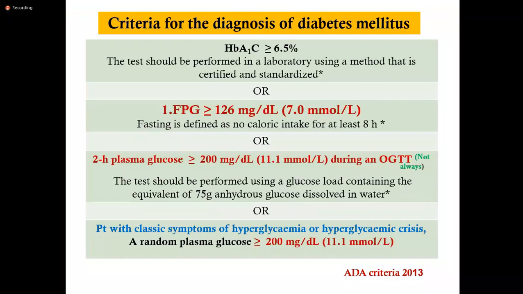diagnosis criteria. When the HbA1c level is equal or more than 6.5%, that indicates the presence of diabetes mellitus. But you can see another thing there that should be done by a standard laboratory procedure. That is HPLC, high performance liquid chromatography technique should be applied when we do the HbA1c. But nowadays, most of the laboratories, they use the standard technique.